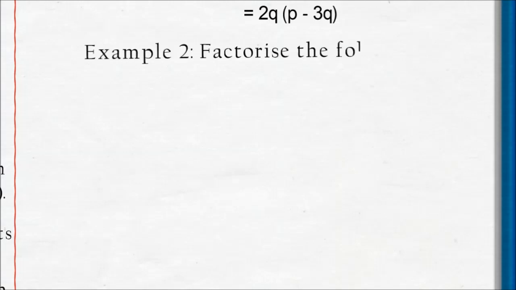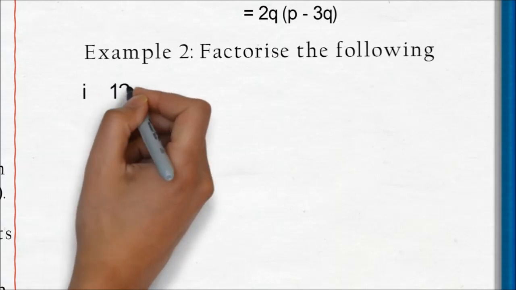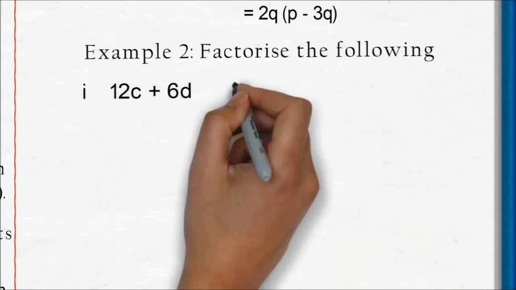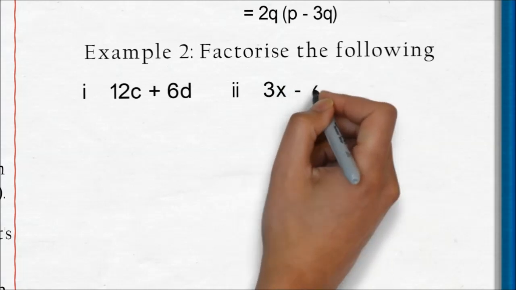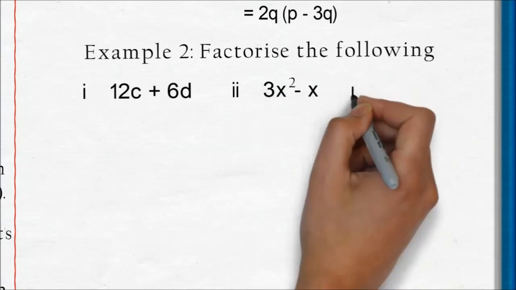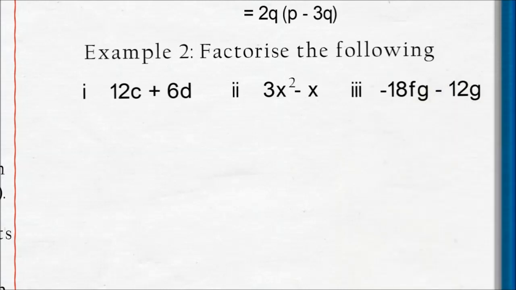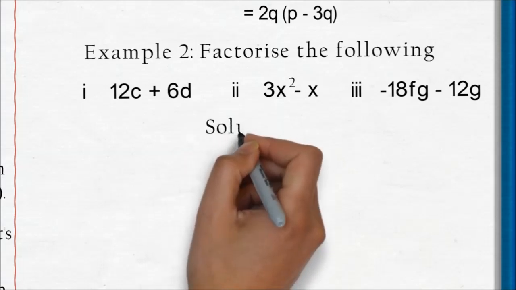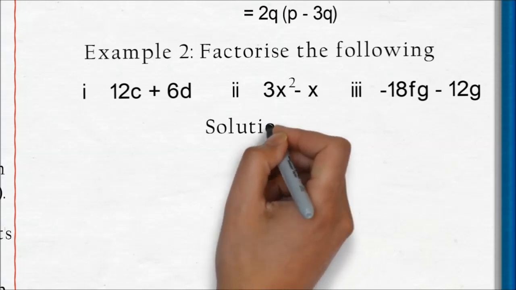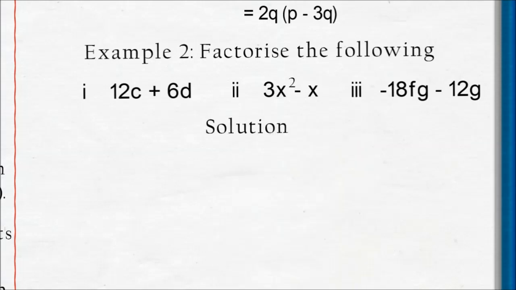Alright, example 2 says factorize the following. 1. 12c plus 6d. 2. 3x squared minus x. 3. Minus 18fg minus 12g. Alright, so in this example, we're expected to find the HCF, then use it to divide the expression so that we can factorize. This is unlike the first example where we're given the HCF, so we could easily do the factorization. But in this case, we're expected to both find the common factor and factorize it.